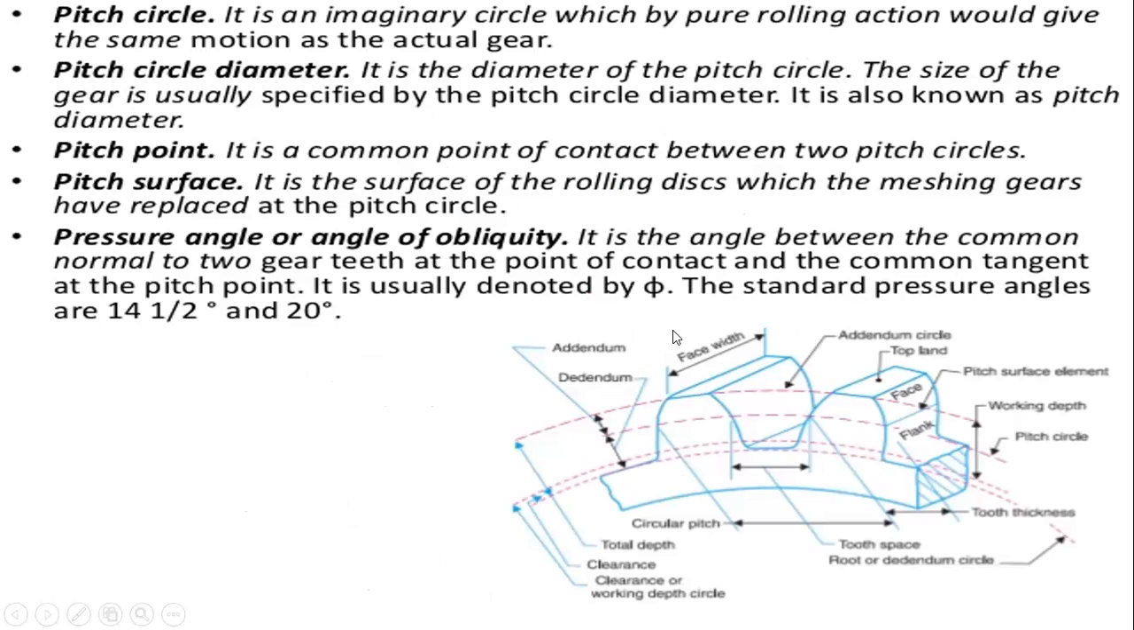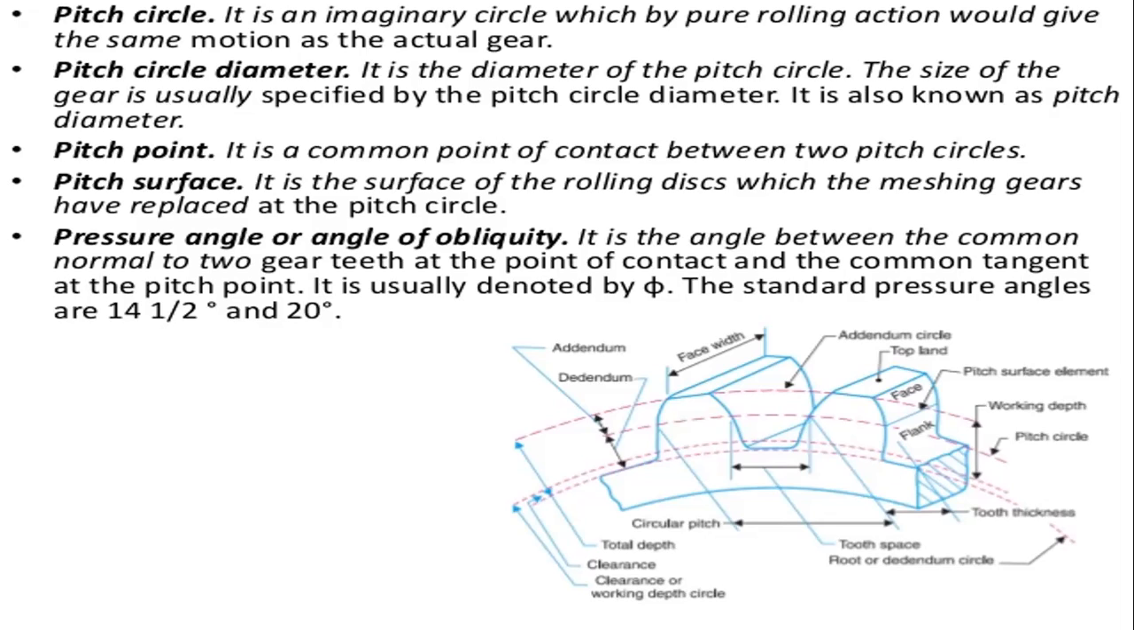And next we go to the different parts. First one is the pitch circle. This pitch circle is an imaginary circle which by pure rolling action would give the same motion as the actual gear. So when they are moving by pure rolling action, it is the imaginary circle. This is the pitch circle in which it is going to move while meshing. So that is taken as the pitch circle.